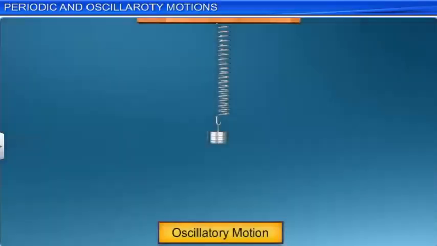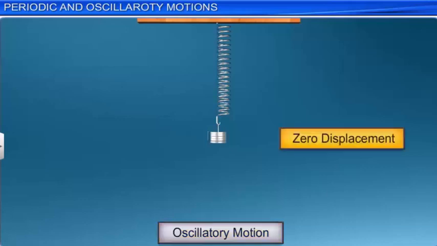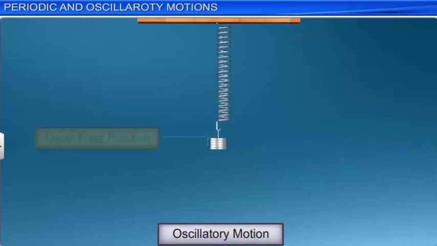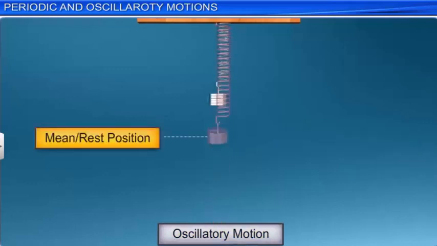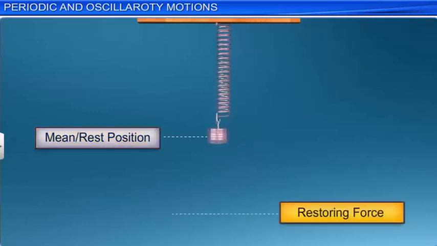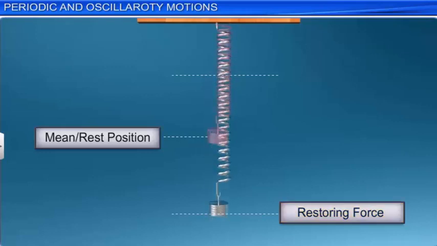In the oscillatory motion of a body, there is a force that always directs the body towards the position which is the position of zero displacement. This position is referred to as the mean or rest position. This force is the restoring force. For example, in the spring shown here, which is fixed to a rigid support, the mass attached to the spring oscillates about the mean position.